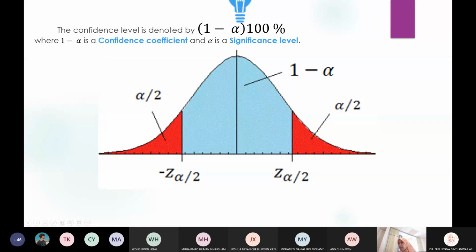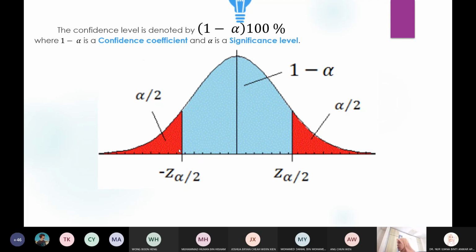So any terms that you think are important, when I keep highlighting them in our lecture, please write them in the chat box, because these terms are very crucial. What is the value that separates the red region and the blue region? It is called the critical value.